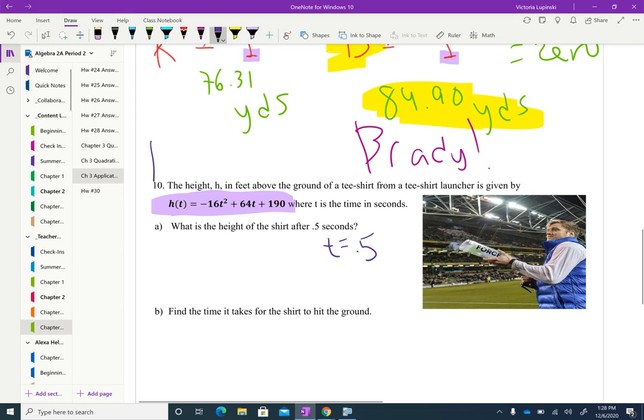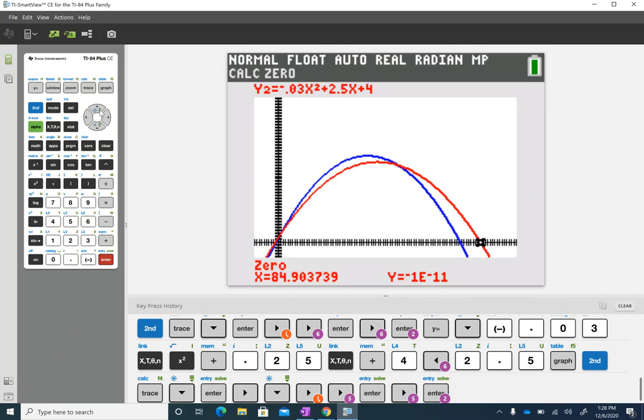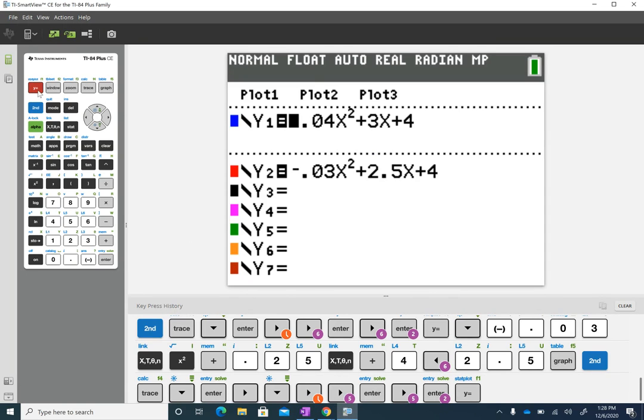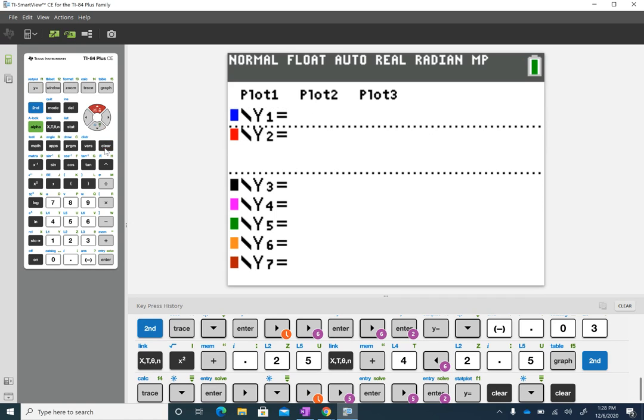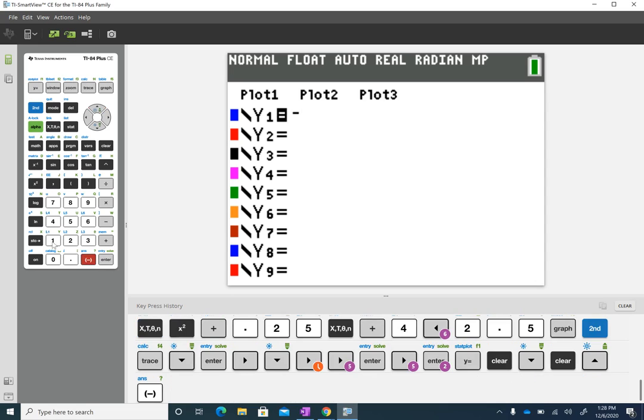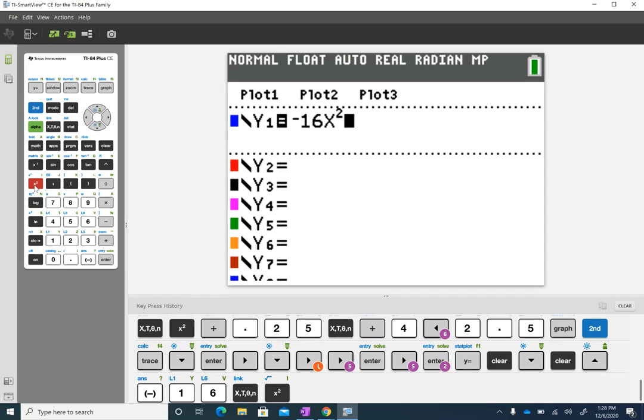Notice that there are h's, which really are y's, and there are t's, which are really x's. Your calculator only knows x and y, so you have to just convert them. So going back one more time here to my graphing calculator, go back to the y equals. I'm going to clear out both of these. And I'm going to go ahead and type in negative 16x squared plus 64t, or 64x in this case, plus 190.